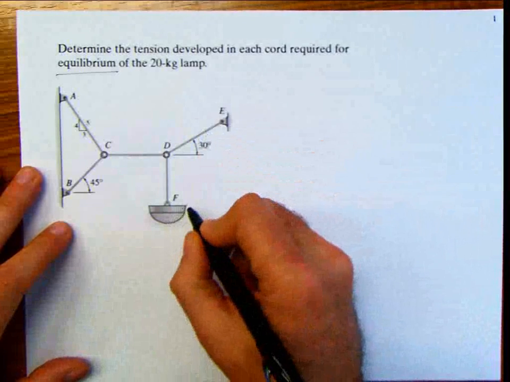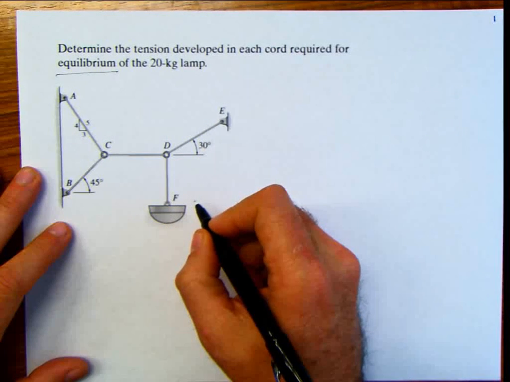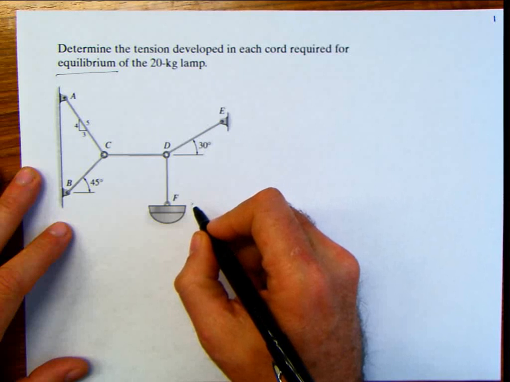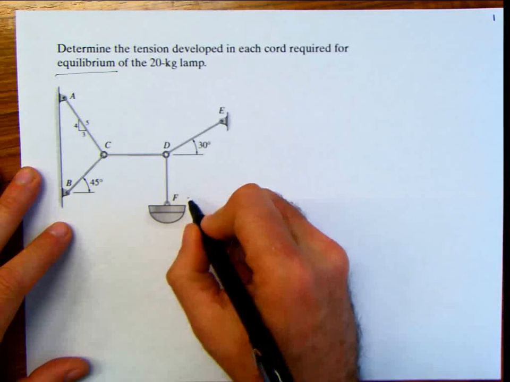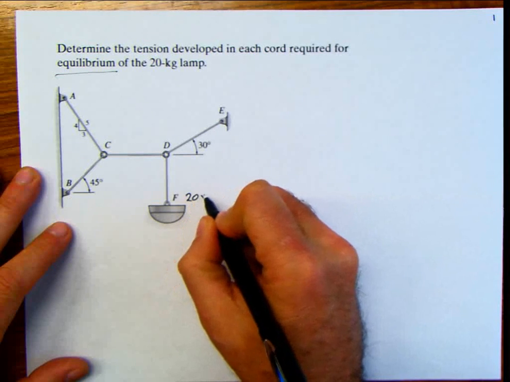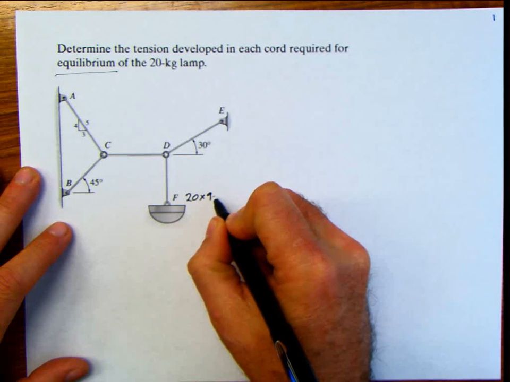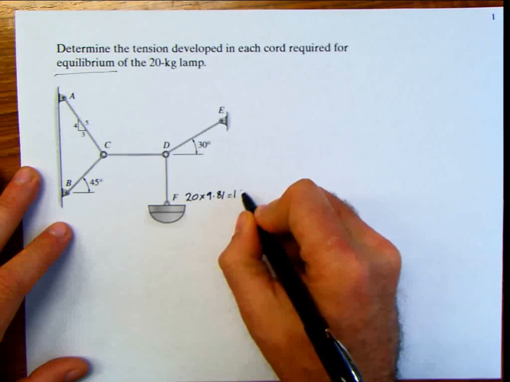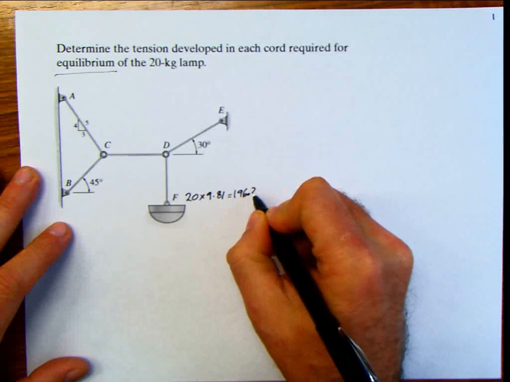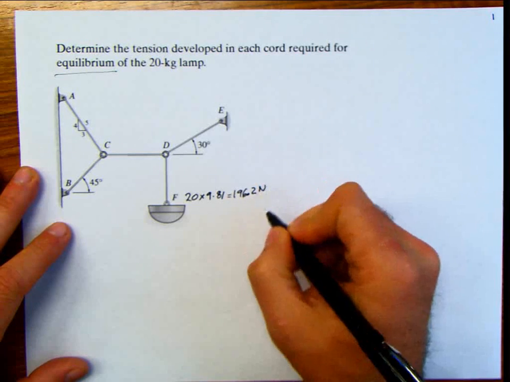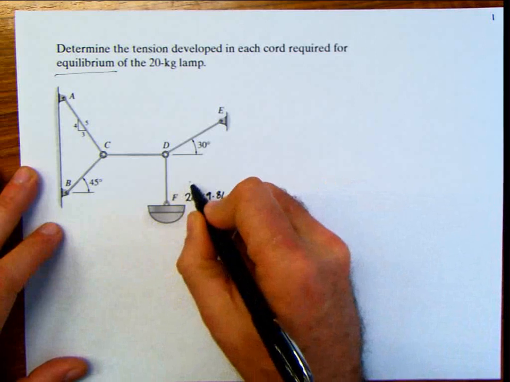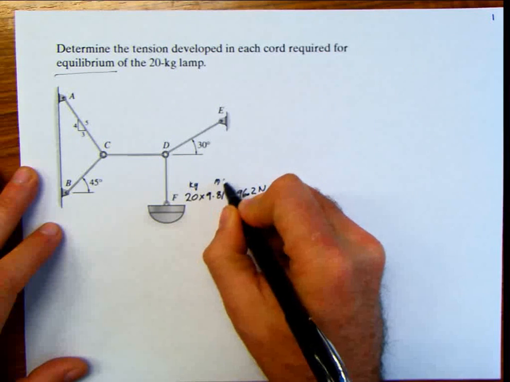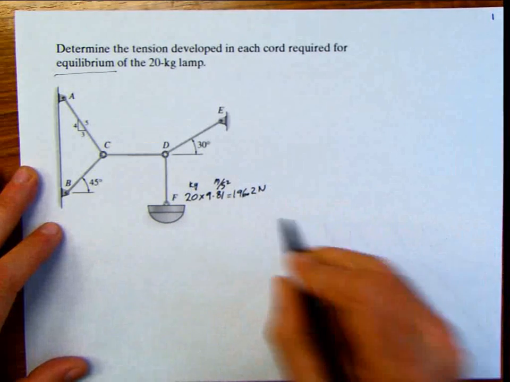So that lamp has a weight of 20 kilogram. No. That lamp has a mass of 20 kilogram. Meaning that the weight is going to be 20 times 9.81, and that's 196.2 newtons. Kilogram meter per second squared, Newton.